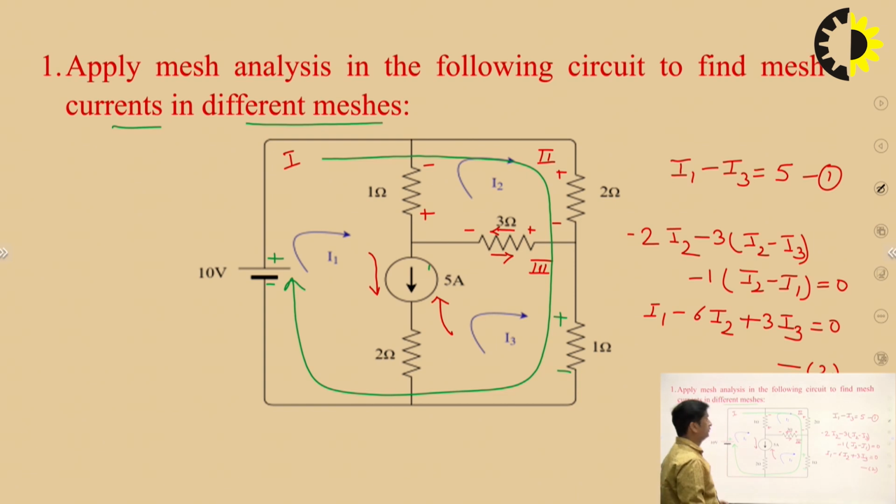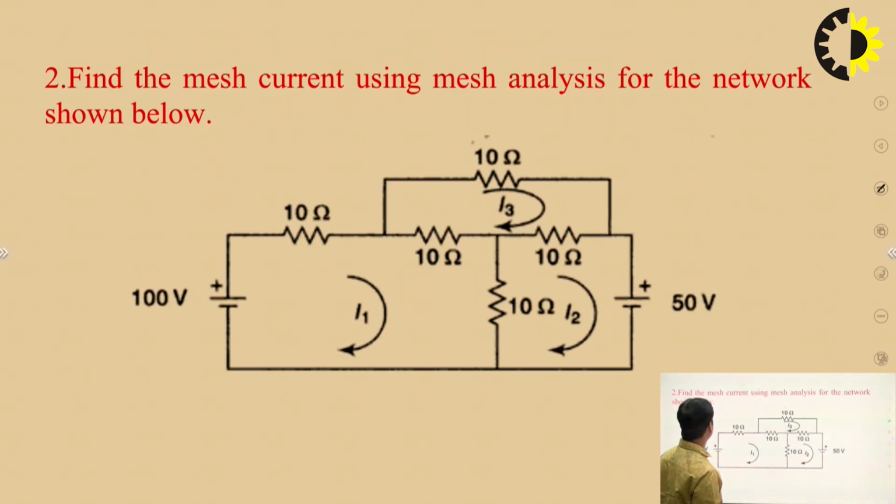Okay. So in a similar way, we can solve the second problem, which is to find the mesh current. Again, we have to find the mesh current using mesh analysis for this particular problem. We have considered three meshes in this circuit, so I1, I2 and I3 are the three currents. Again, in a similar fashion, we will apply the concept of KVL to solve such a circuit.